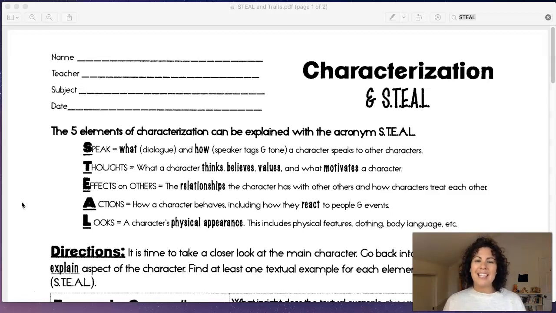The third one is the effect on others, how the character may change in front of other characters, perhaps even alone, or how they are in person in groups and how they treat other characters. The fourth is the actions, how the character behaves, including how they react to people. And oftentimes those can be physical, like imagery of what's happening. And then looks, how a character's physical appearance, their body language, their physical features, what that tells us about the character.